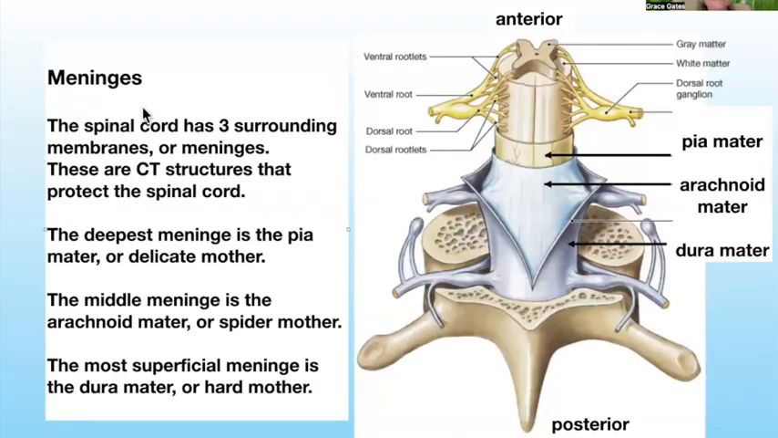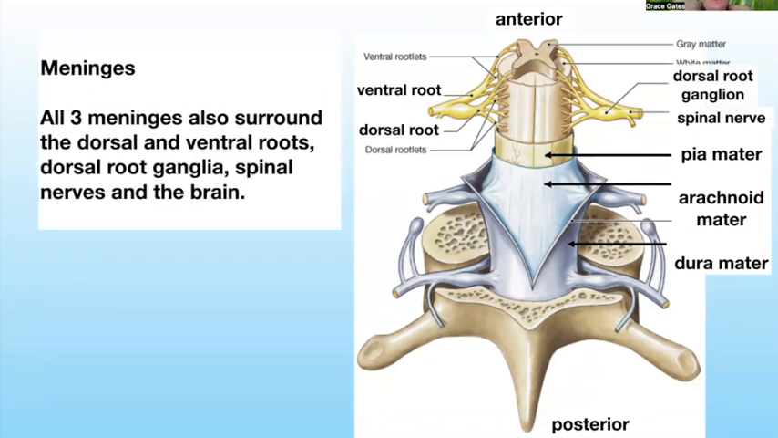Okay, the meninges of the spinal cord. The spinal cord has 3 surrounding membranes, or meninges. These are connective tissue structures that protect the spinal cord. The deepest meninge is the pia mater, or delicate mother. The middle meninge is the arachnoid mater, or spider mother. And the most superficial meninge is the dura mater, or hard mother. All 3 meninges also surround the dorsal and ventral roots, dorsal root ganglia, spinal nerves, and superiorly, the brain. And again, we'll learn what all of these structures are in the course of the lecture.